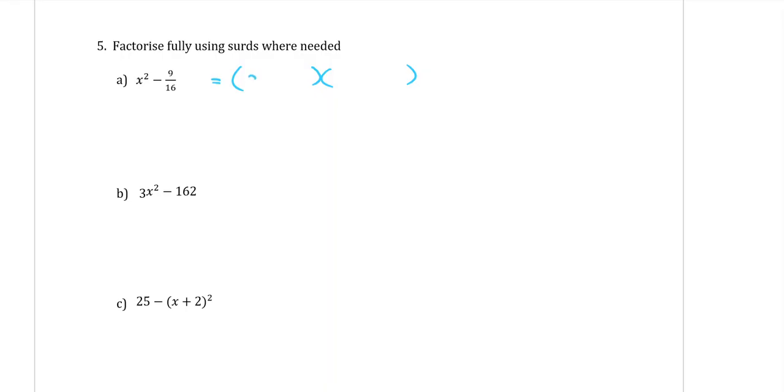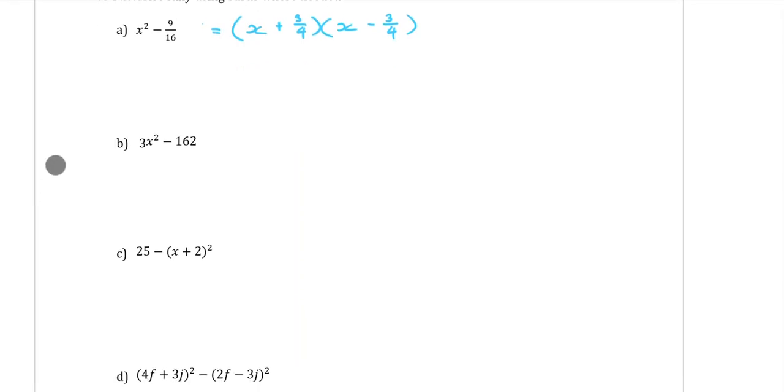Square root of x squared is x and x. Square root of 9 over 16, you square root the top to get a 3 and square root the bottom to get a 4. So it's 3 over 4. One will be positive 3 over 4, and the other will be negative 3 over 4.